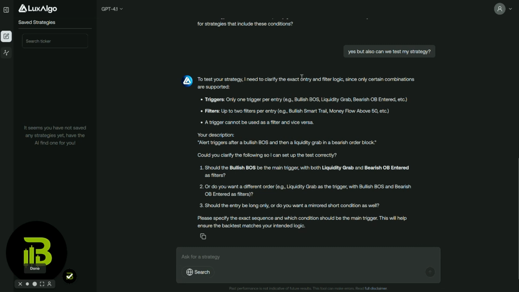So the logic is meant to have an entry or a trigger followed by different filters, which it recommends as the smart trail, the money flows. I have seen some crazy success with that.